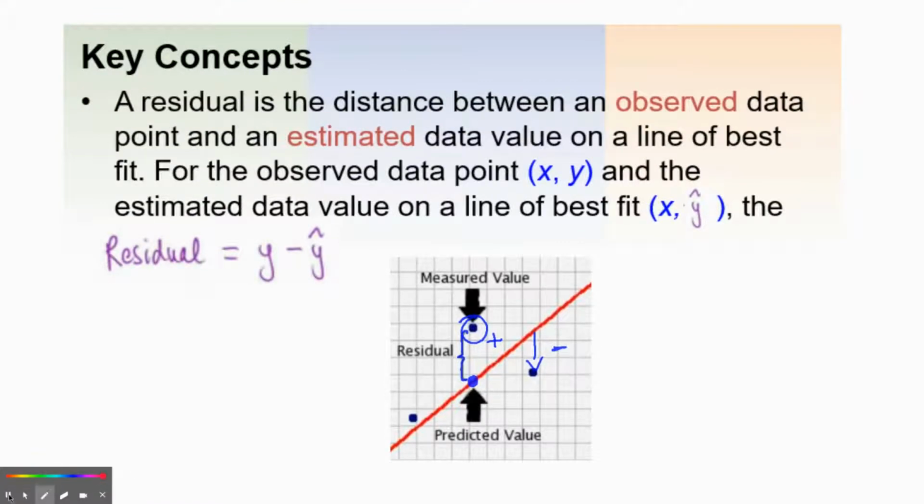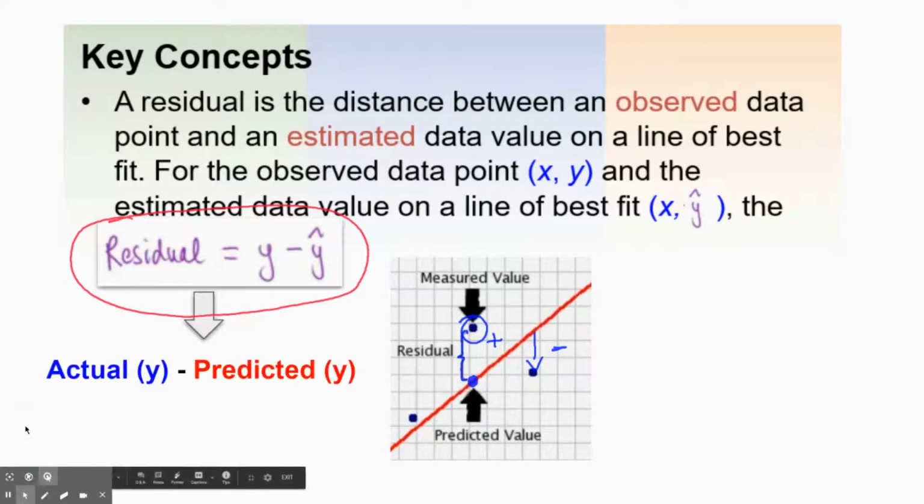And right here is an easy formula. Residual equals Y, which is your observed Y value, minus Y hat, which is your predicted Y value. In other words, it is your actual Y value versus your predicted Y value, which again, we're going to denote using Y hat.